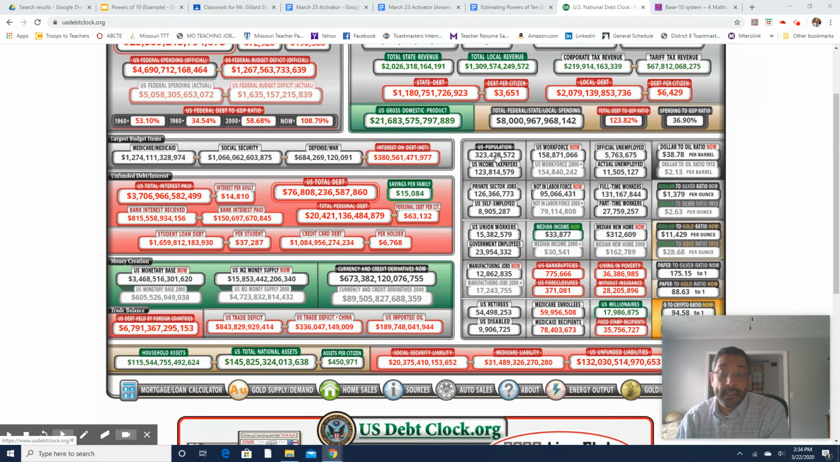Now this is as of the 2010 census. Our population has definitely increased, but this is what's recorded as of 2010. You can see how many people are employed, how many people are unemployed over here, and lots of different data is contained on this site.